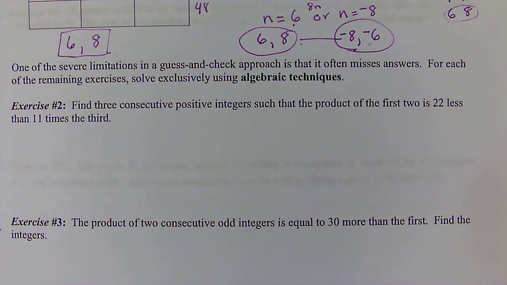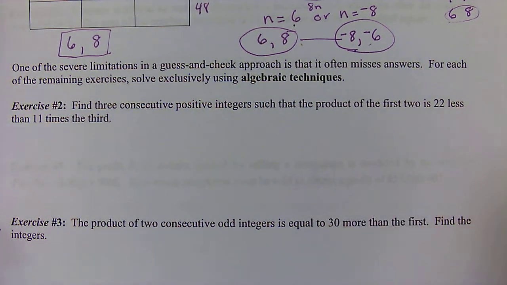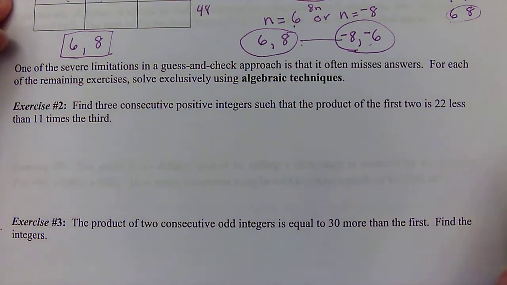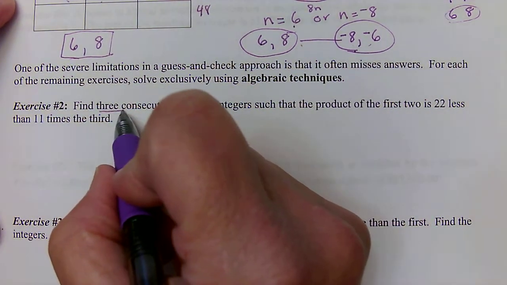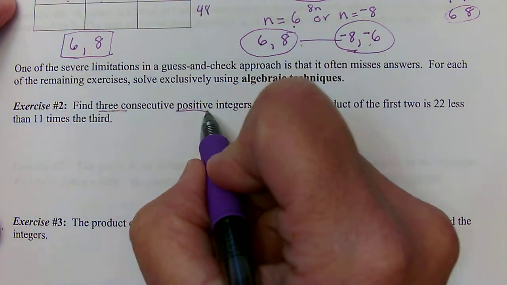Okay, so looking at the second exercise, we want to find 3 consecutive positive integers such that the product of the first two is 22 less than 11 times the third. Well, it sounds pretty complicated, but break it down a step at a time. We want 3 consecutive positive integers.